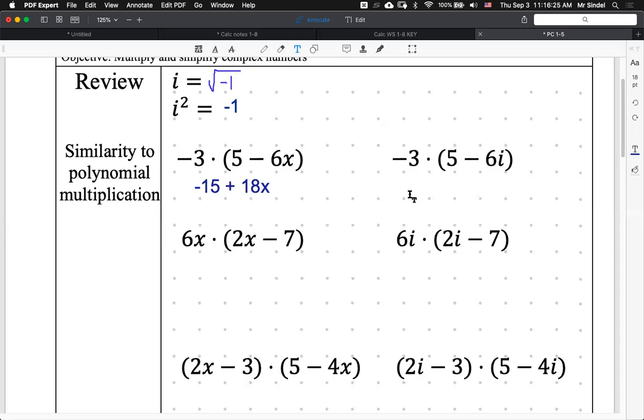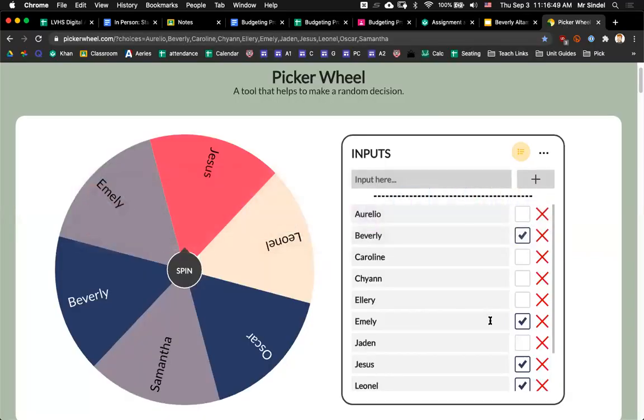Who wants to do this one? Negative 3 times the quantity of 5 minus 6i. Is it the same thing? It's not the same thing, it's 6i instead of 6x. It's basically the same. Would it be negative 15 plus 18i? There it is. I want to write that down. Negative 15 plus 18i. You're removed from the wheel.